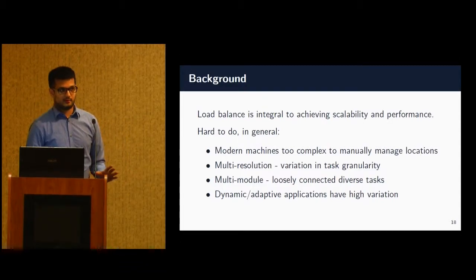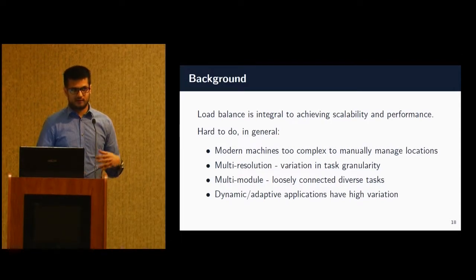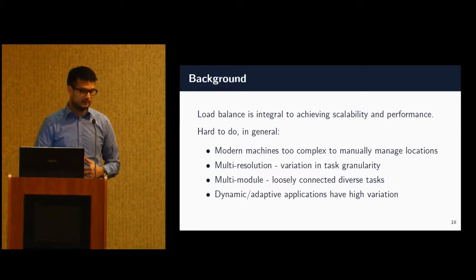Modern machines are really complex. There's lots of hardware going on. There's lots of networks. And doing all this manually is extremely difficult. A lot of applications these days are multi-resolution, so you have a lot of variation in task granularity. You get some really big tasks, some really small tasks, and doing a naive distribution doesn't work that well. Often you also get multi-module sorts of tasks where you have different kinds of things going on in the same program. And in particular, lots of dynamic adaptive applications, AMR for example, can have very, very high variation across the execution, and they can be very, very data dependent.